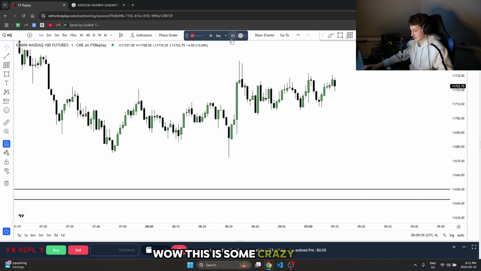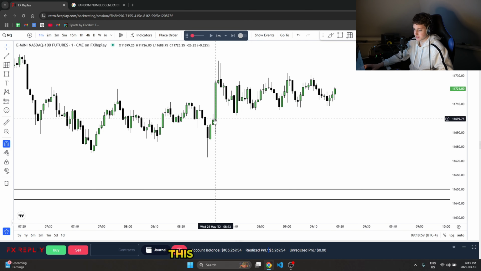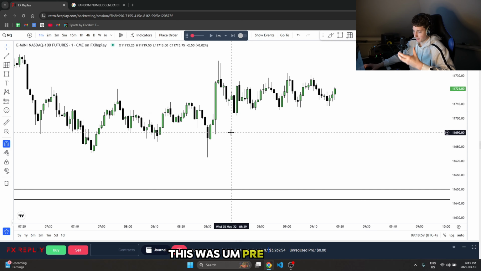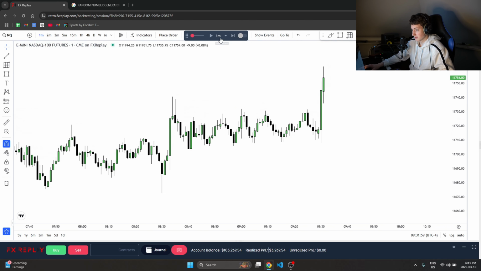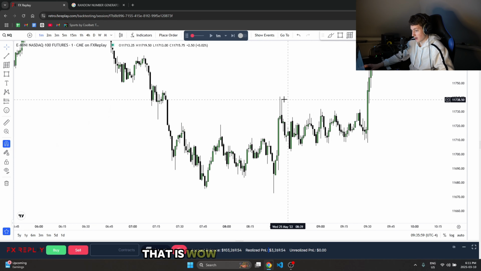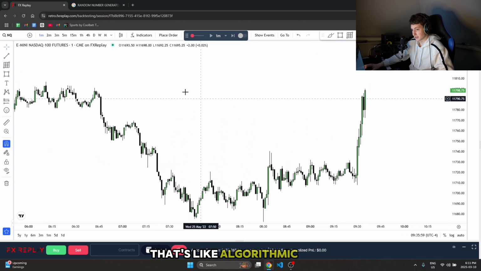Wow, this is some crazy chop. Well, excuse me, this was pre-market, but pre-market can manipulate just like open. Wow, this is some insane chop. That is remarkable. That's like algorithmic chop.